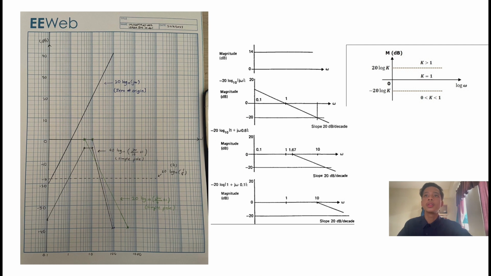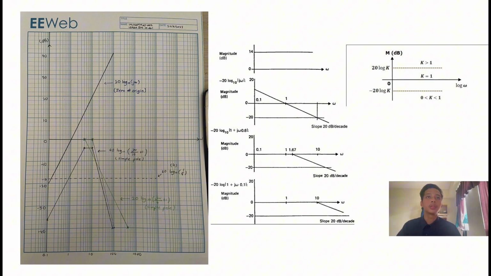So next graph is 40 log (jω over 10 plus 1). Why 40 log jω over 10 plus 1? Because this question becomes 50 jω over (jω plus 4) and (jω plus 10) squared. So we change the squared to 40 log. Okay, this is a simple pole.